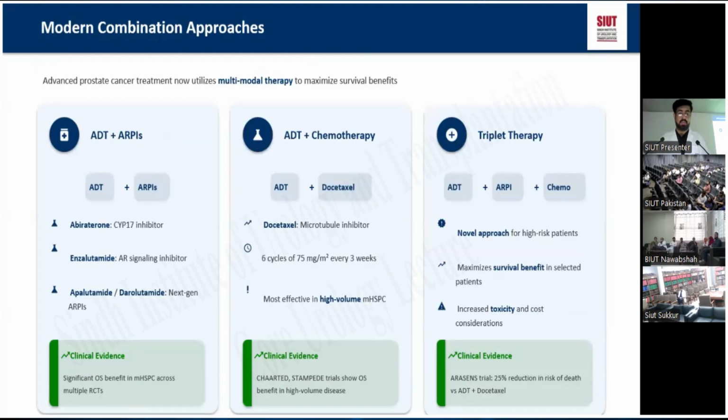Androgen deprivation therapy plus androgen receptor pathway inhibitors, which is abiraterone, which is a cytochrome P17 inhibitor, and enzalutamide, which is an androgen receptor signaling inhibitor. These improve the survival benefit in hormone-sensitive prostate cancers across multiple trials. And there is androgen deprivation therapy plus chemotherapy, which is docetaxel. Effective in high-volume disease, it can also be used as a triple therapy for high-volume disease with androgen receptor pathway inhibitors.